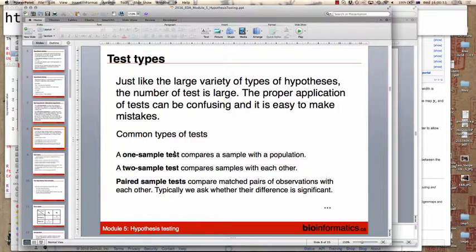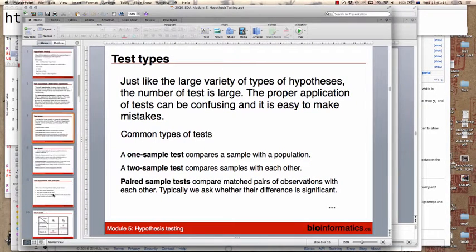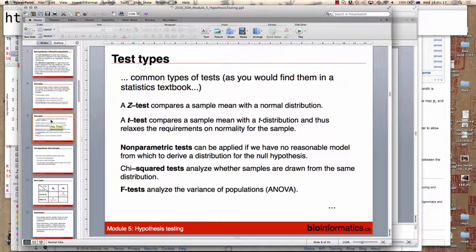Okay. So common types of tests that we often come across are things like one-sample tests, where we compare a sample with a population, or two-sample tests, where we compare samples with each other, or even paired sample tests, where we compare matched pairs of observations, and we ask whether their difference is in some way significant. Now, all these tests are basically done with a statistic in mind. In that sense, a statistic is a kind of measure, a kind of outcome for an algorithm that we apply to our data set.